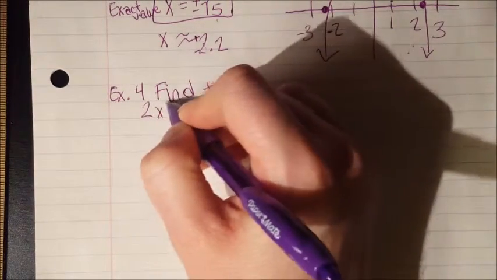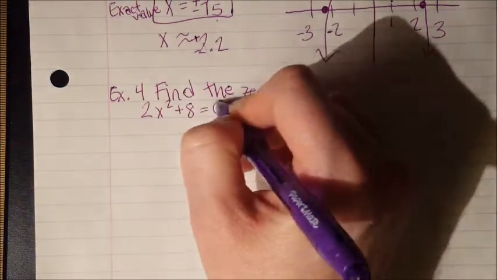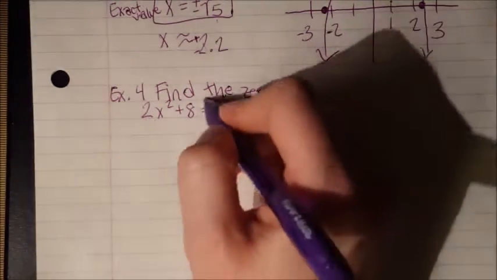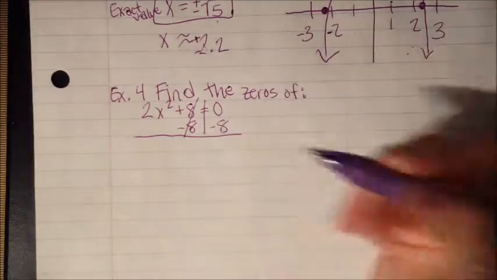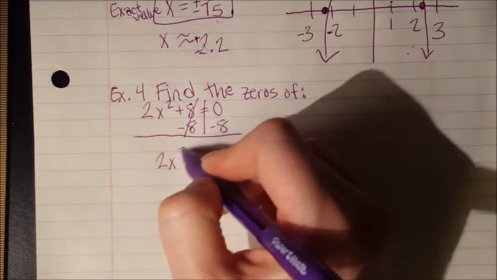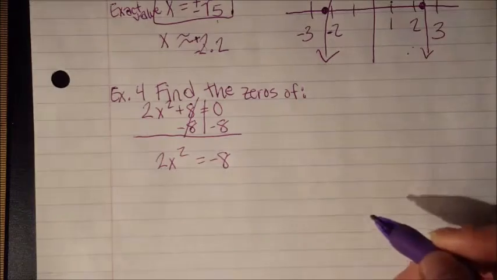Here's our function. 2x squared plus 8 equals 0. Okay, again with addition and subtraction first. I'm going to subtract 8 on both sides. Cancels out, leaving us with 2x squared equals negative 8.